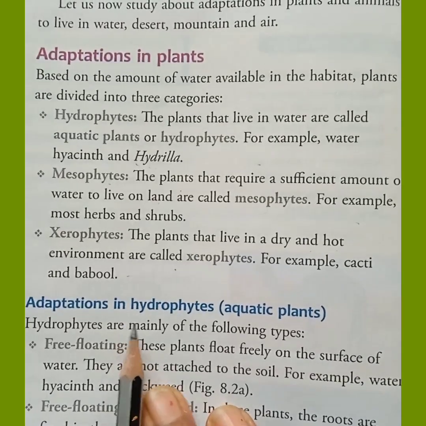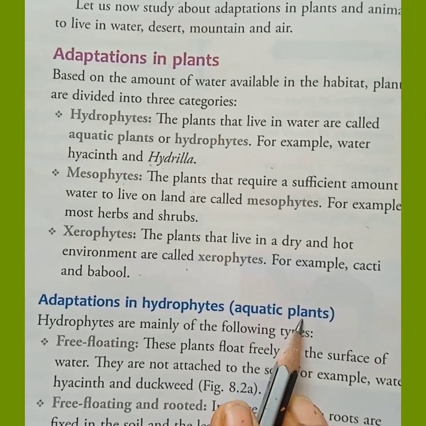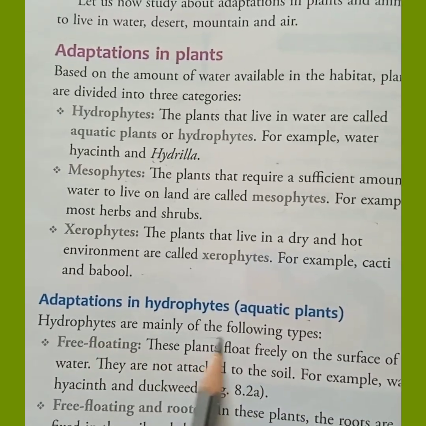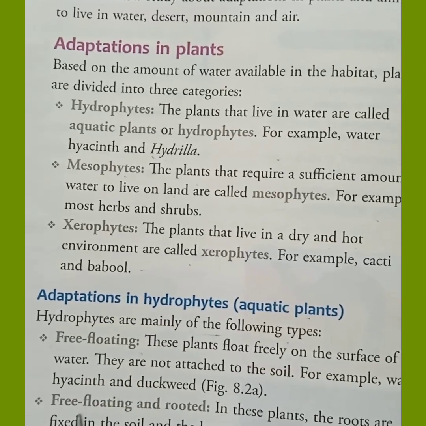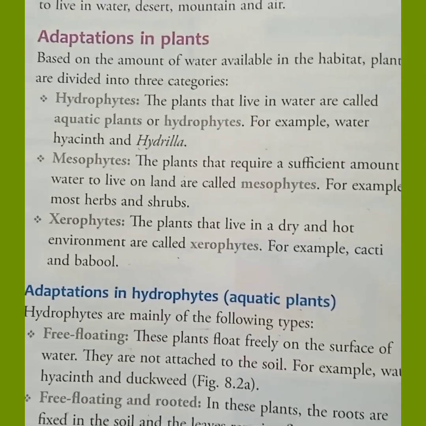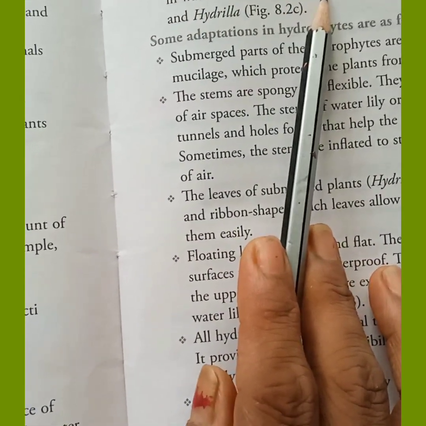Next we will do adaptations in hydrophytes, that is, aquatic plants. Hydrophytes are mainly of three types: free floating, floating and rooted, and submerged and floating, and submerged and rooted.